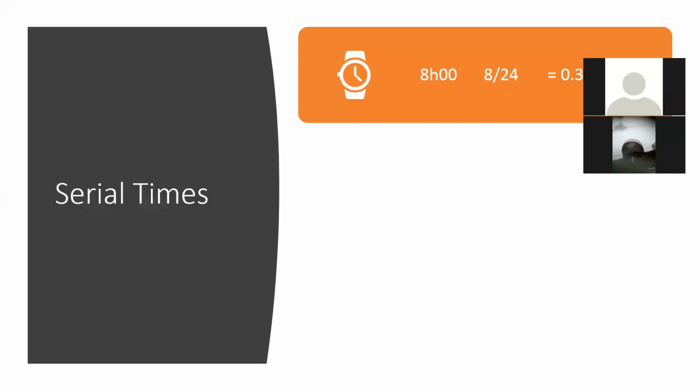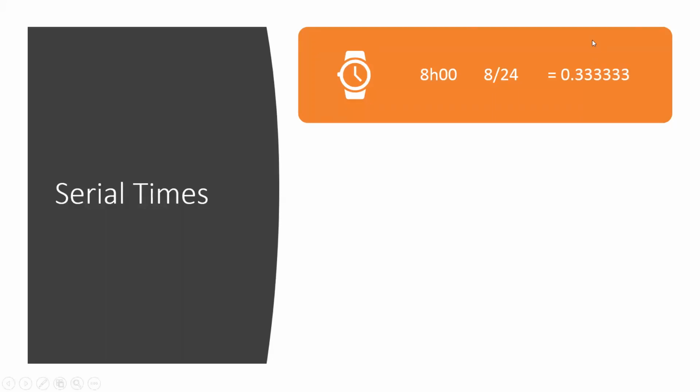Okay, let's talk about serial times. A serial time is when you express the number of hours in a day as a fraction of 24. So there are 24 hours in a day. If I give you a time and we divide it by 24, we can then work out the serial time. So for example, if the time is 8 o'clock in the morning, we take 8 hours, because it's exactly 8 hours, divided by 24, we get 0.3 recurring.